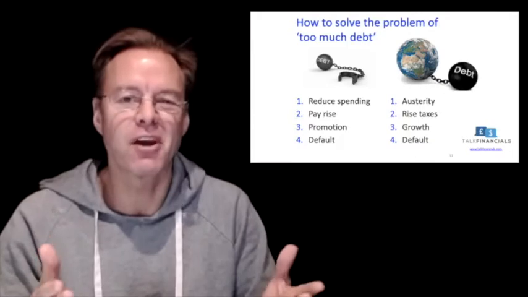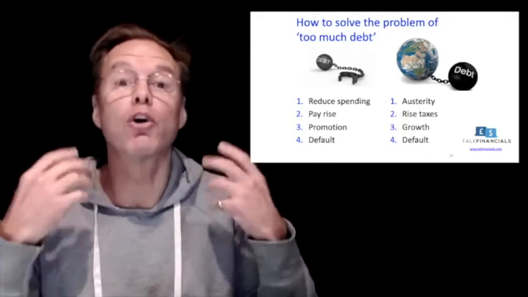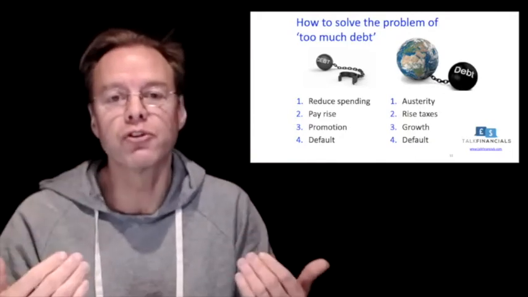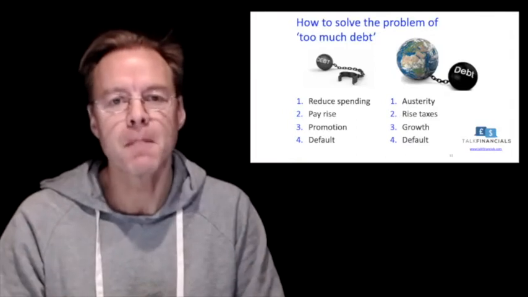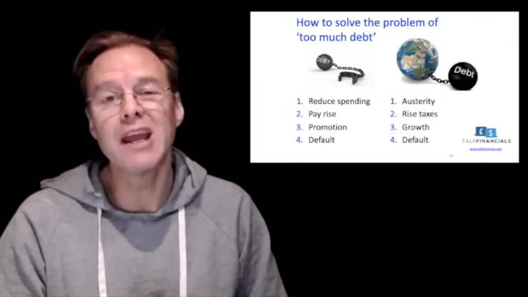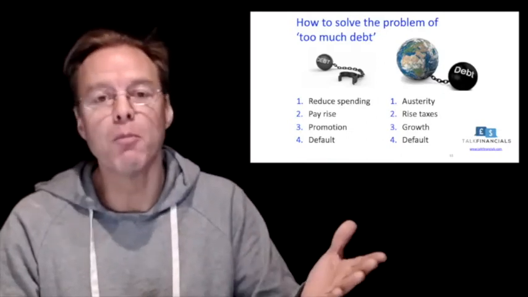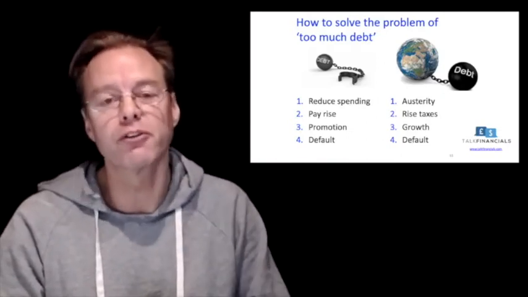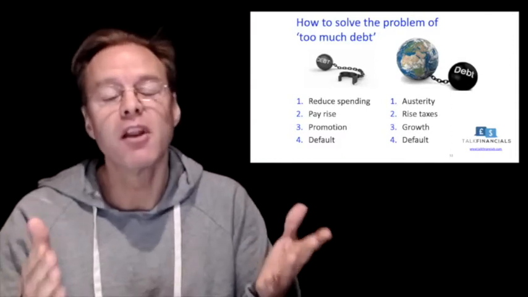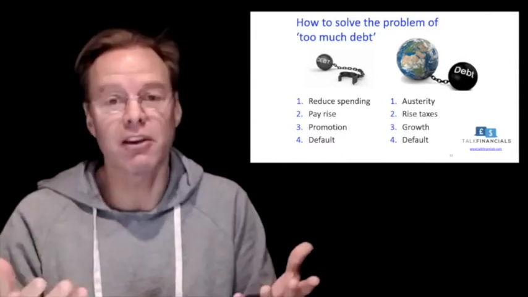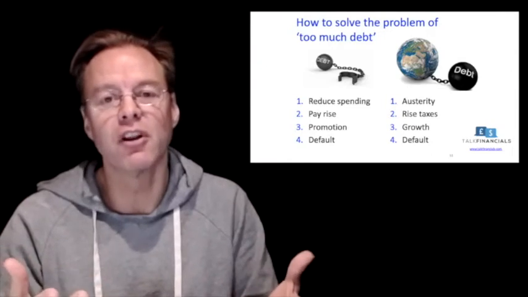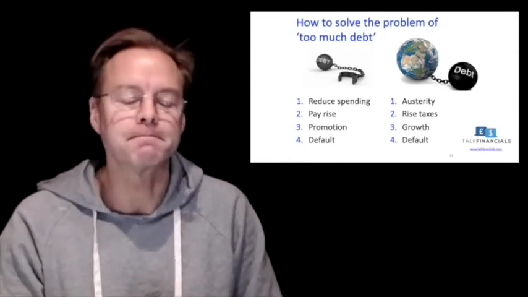And in exactly the same way, a government can embark on austerity. They can reduce government expenditure. The second option open to you is to get a pay rise, maybe get a second job, earn a bit more money, go and see your boss, ask for a pay rise. And the same thing a government can do through tax rises. They can increase the taxation in order to pay down that debt.